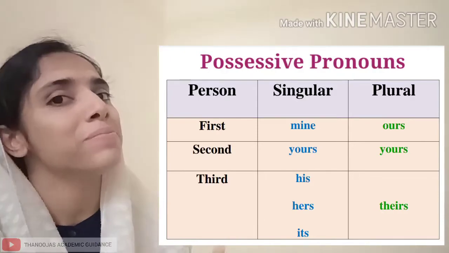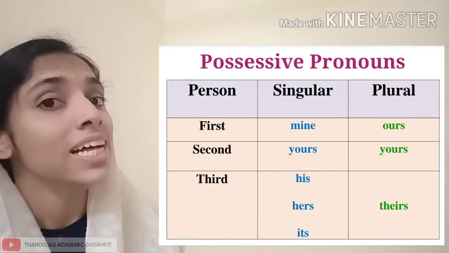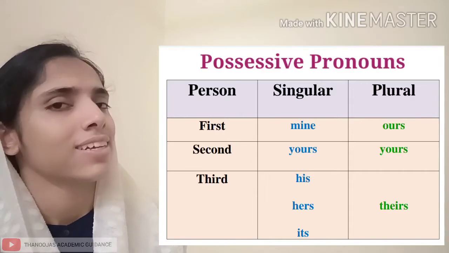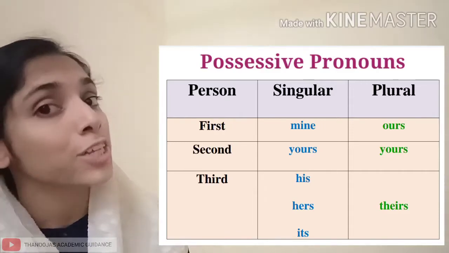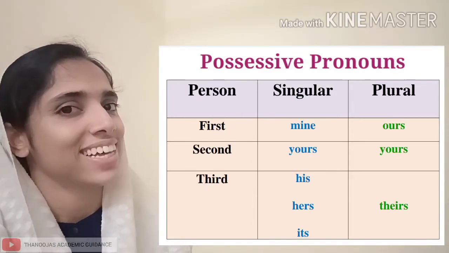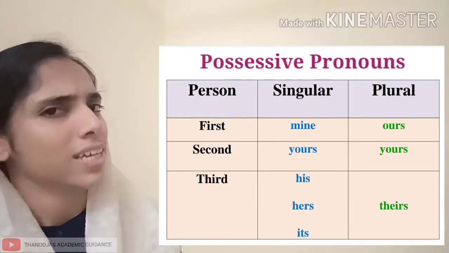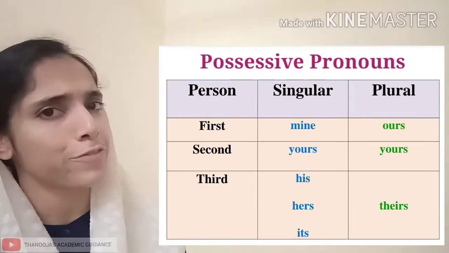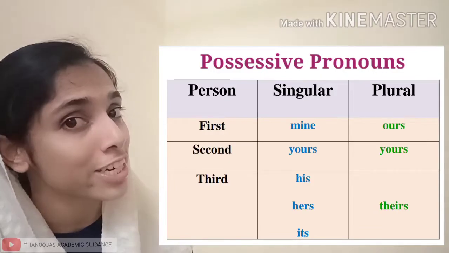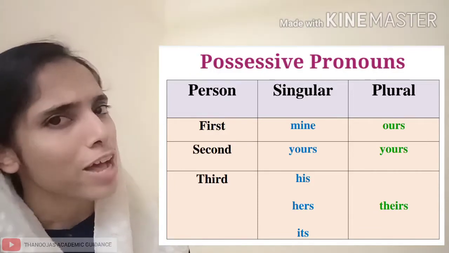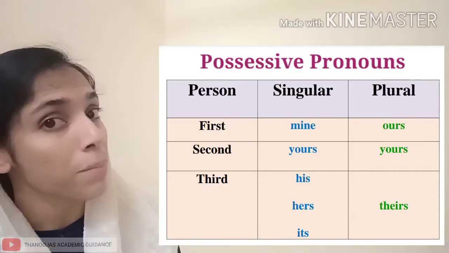When we say hers, it is third person singular. Hers is a third person singular possessive pronoun. His is also a third person singular possessive pronoun. His is masculine gender and hers is feminine gender. Right? Don't you remember the grammatical gender?